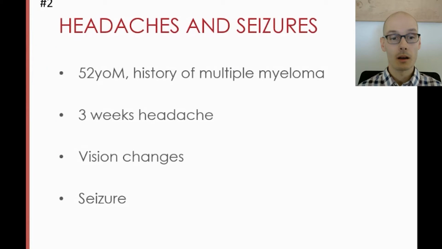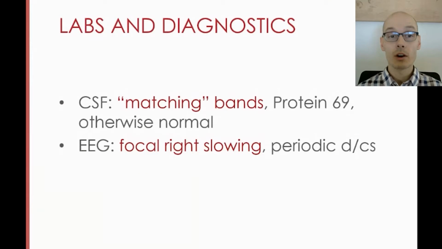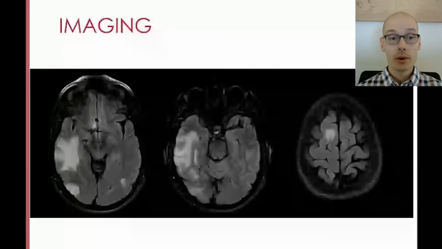Spinal fluid showed something called matching bands, indicating possible systemic autoimmunity, and the EEG showed focal right slowing. So that is a somewhat specific sign for brain dysfunction in a certain region of the brain. Looking at the brain MRI here, it is very impressive. So we have multifocal mass-like non-enhancing areas of cortical and subcortical T2 hyperintensity. Here, here, and here.